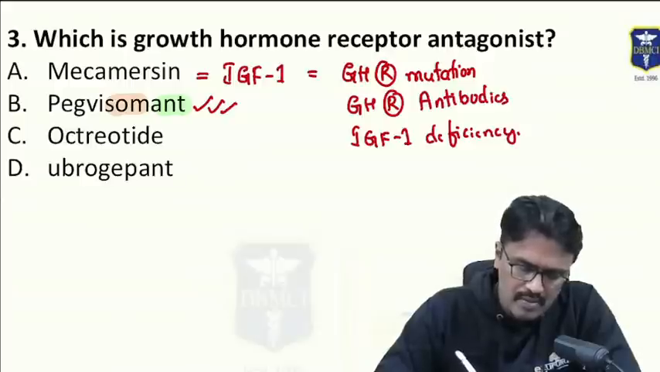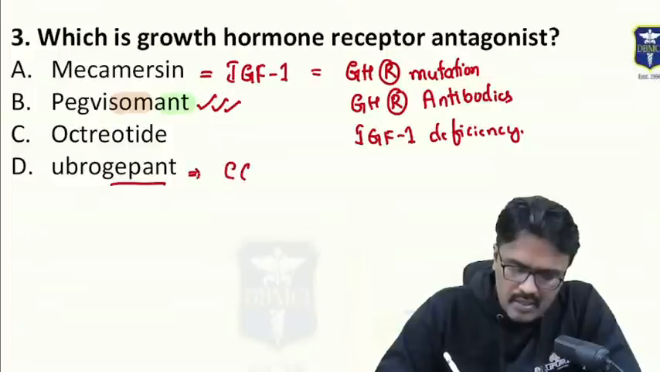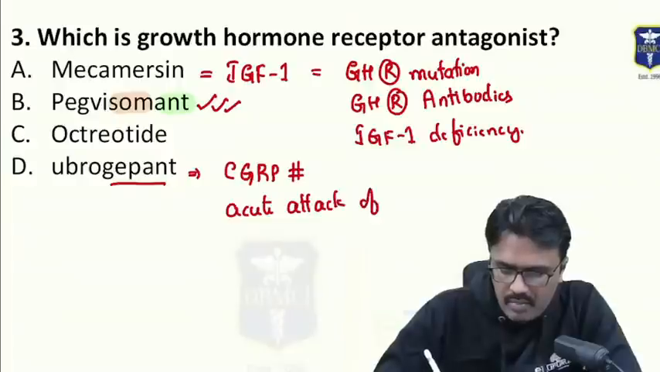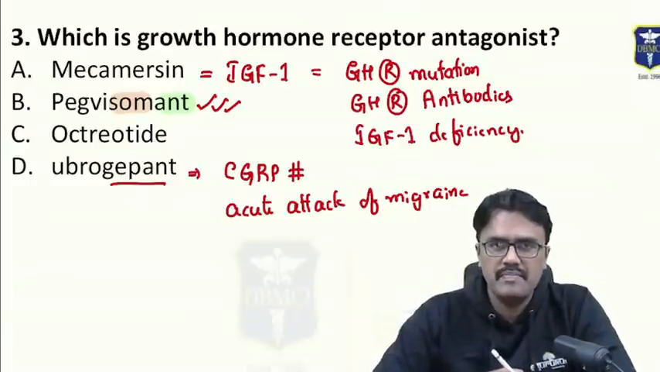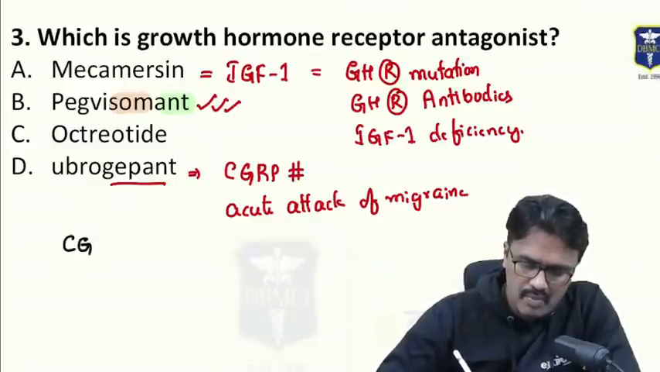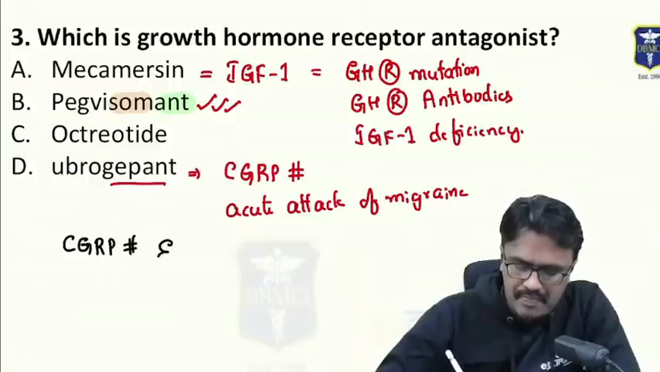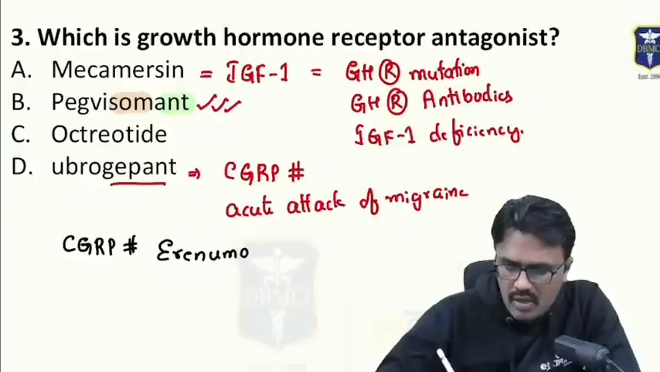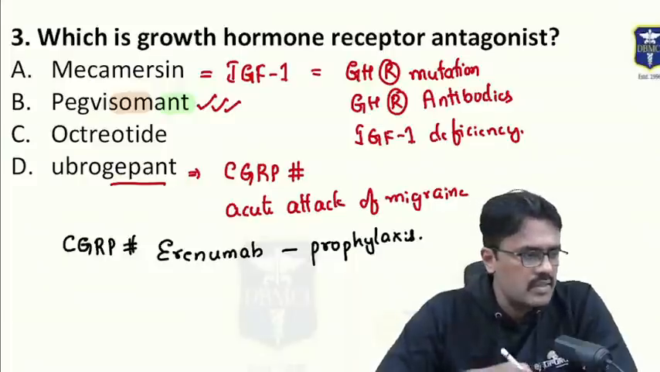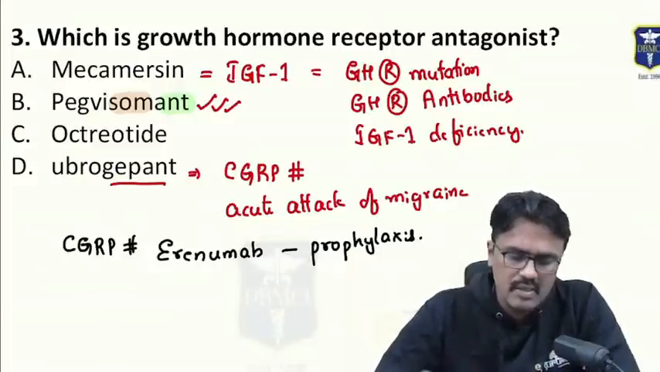What about ubrogepant? Anything ending with gepant is a CGRP antagonist, and it is used for acute attack of migraine. Similarly, we have rimegepant, ubrogepant. Another CGRP blocker is erenumab. Now remember, erenumab is not for acute attack of migraine. This is for prophylaxis. We give it as a once monthly injection. So it is for prophylaxis. So yes, pegvisomant is the right answer. Let us move on to the next question.